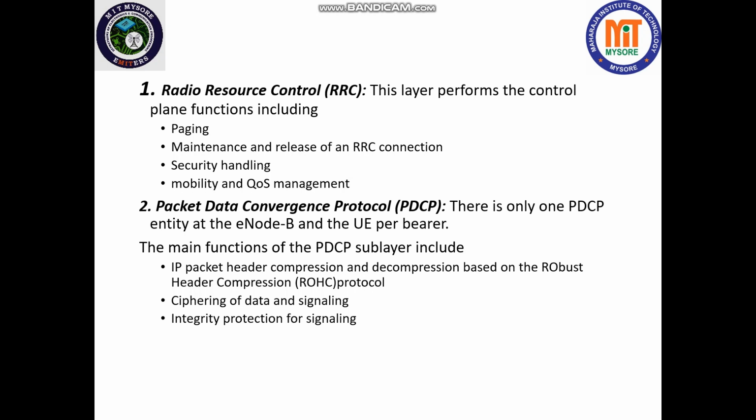Packet data convergence protocol, PDCP. There is only one PDCP entity at the eNode B and the UE per bearer. The main functions of the PDCP sublayer include IP packet header compression and decompression based on the robust header compression or ROHC protocol, ciphering of data and signaling, and integrity protection for signaling. These are the functions of the PDCP sublayer.